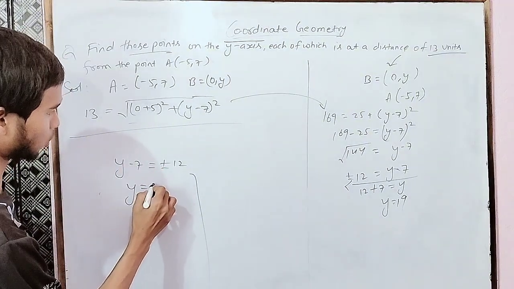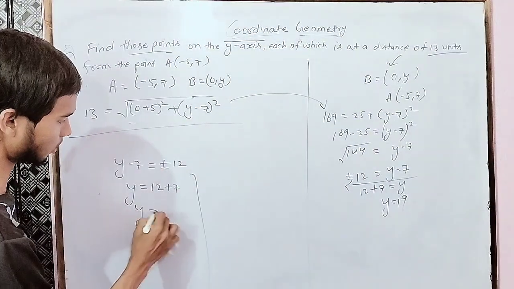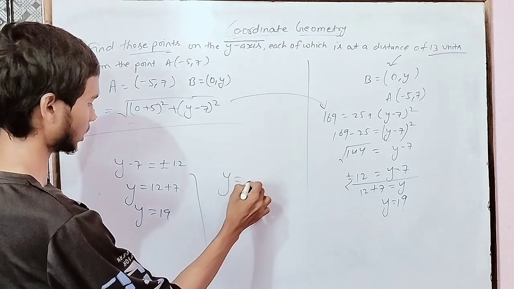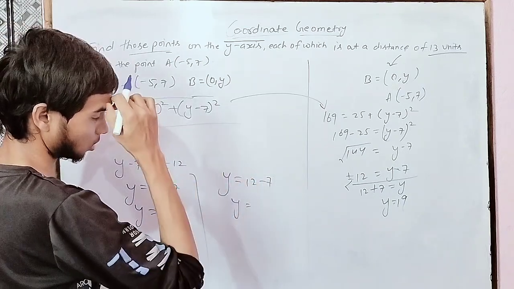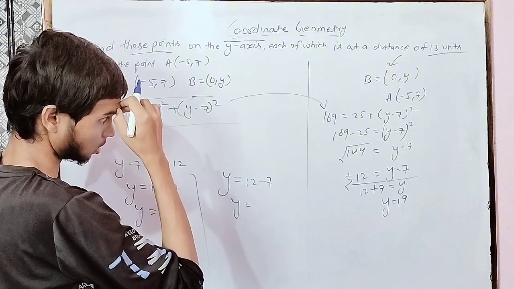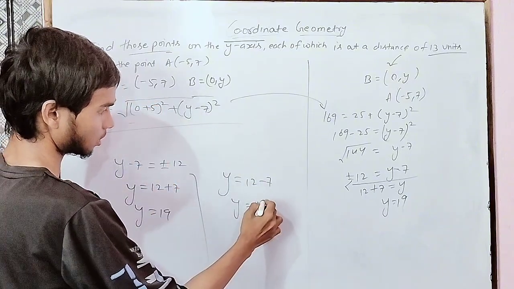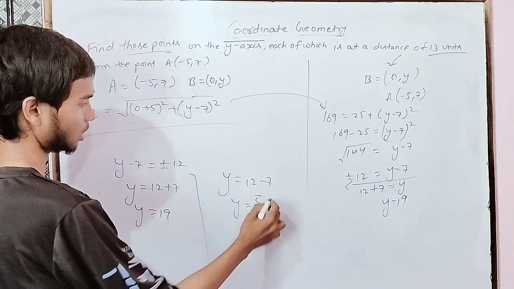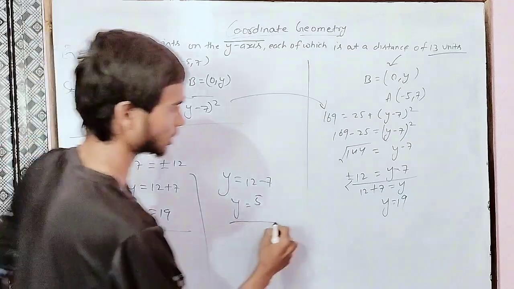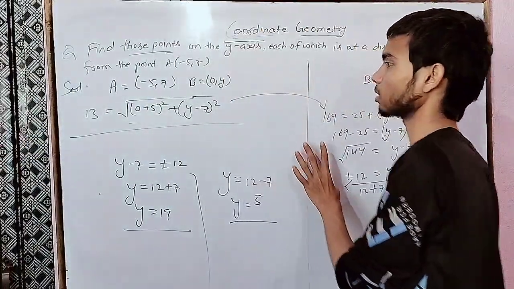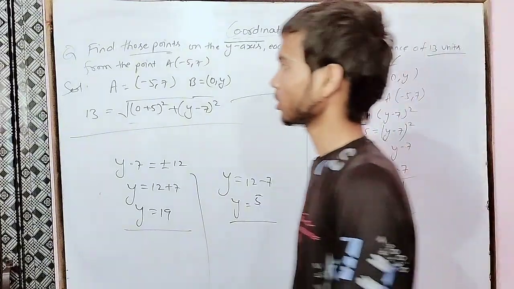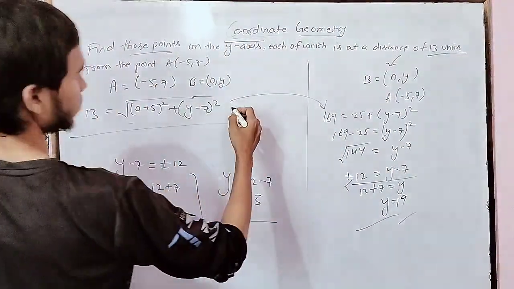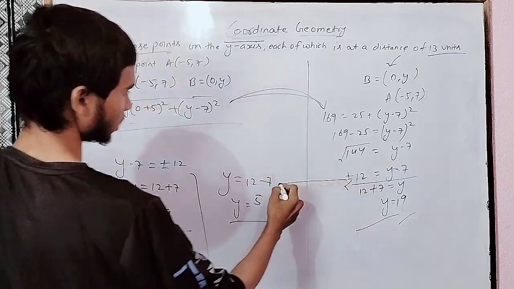The value of y separately: 12 plus 7 will become 19. Then on the other side, 12 minus 7 will become 5. So y is 19, and y is also 5 from this method. That's all from this method.